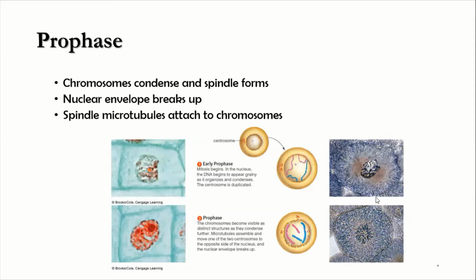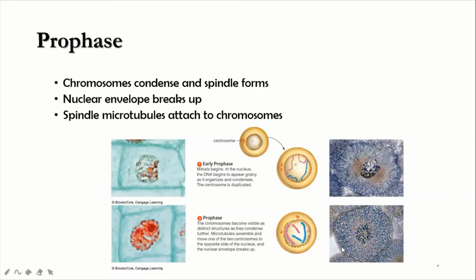In prophase, the chromosomes condense, so they become tightly packed, and the spindle forms. At this point, the nuclear envelope breaks up and the spindle microtubules attach to the chromosomes. The chromosomes become visible as distinct structures as they condense further, as you could see.